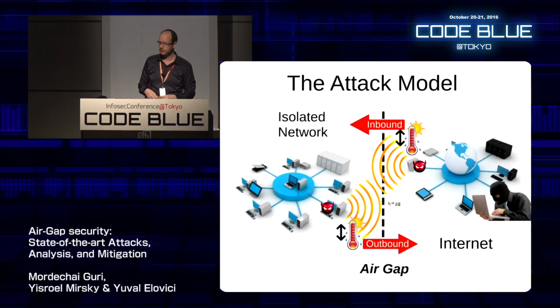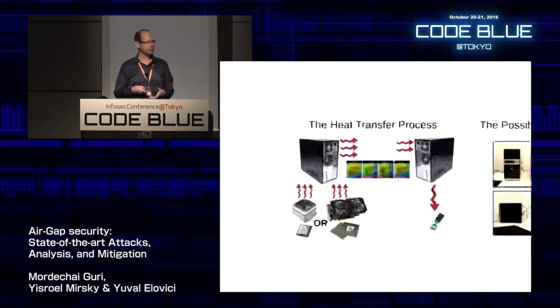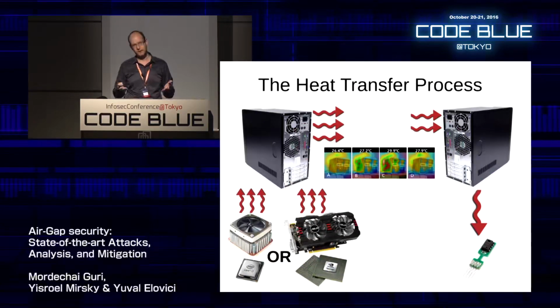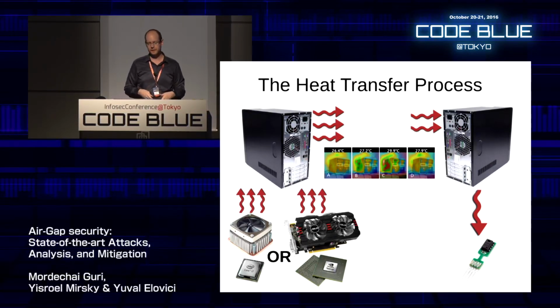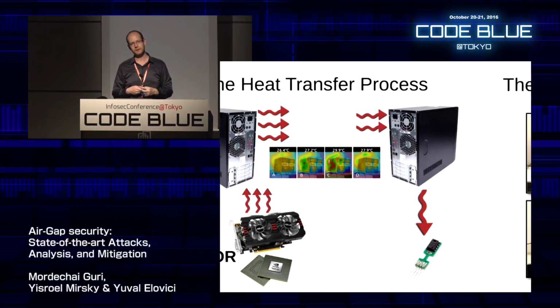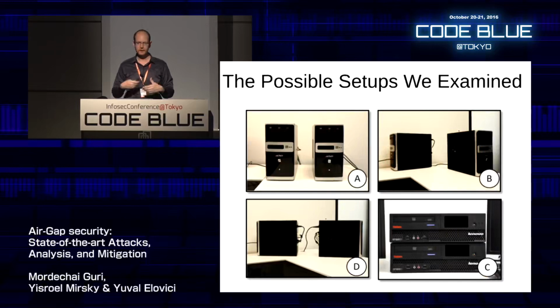So the attack model looks something like this. Two computers next to one another, communicating by raising the temperature or doing nothing, letting the room cool off. So how do they generate heat? There are two easy ways of doing that. You can put a large load on the CPU or a large load on the GPU, and that emits heat from the computer, and that heat is then received by the computer next to it, interpreted by the thermal sensor.